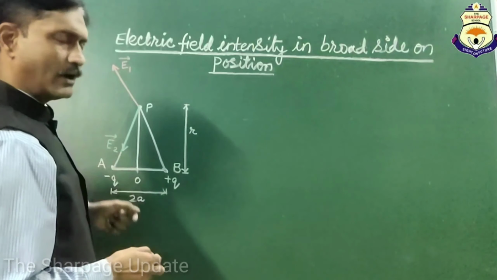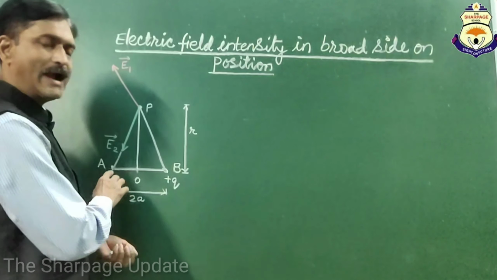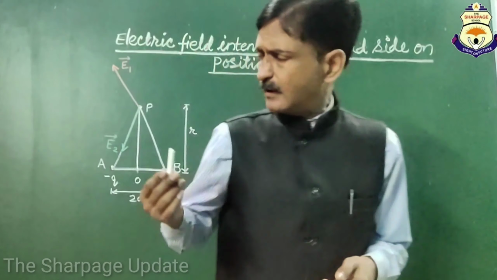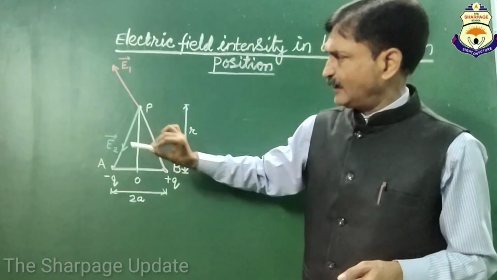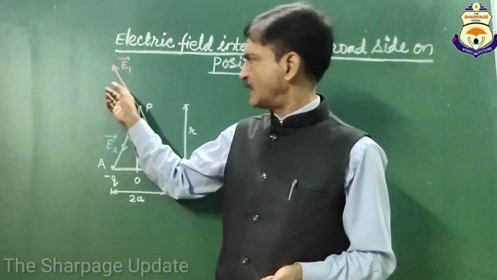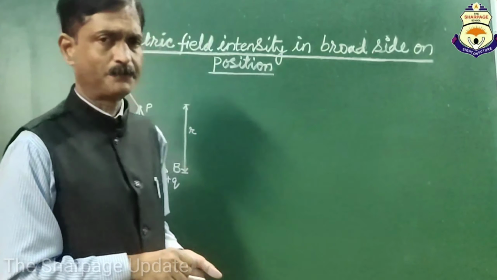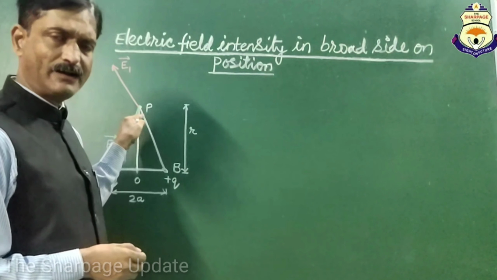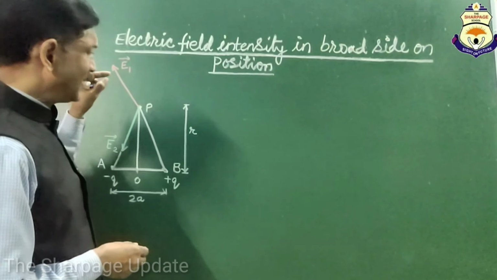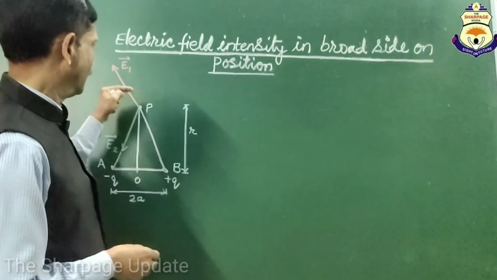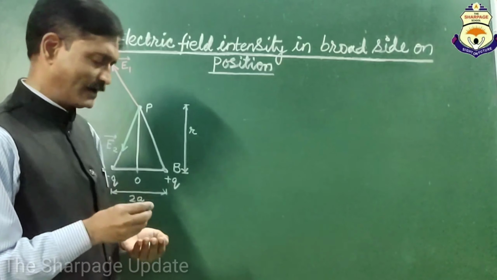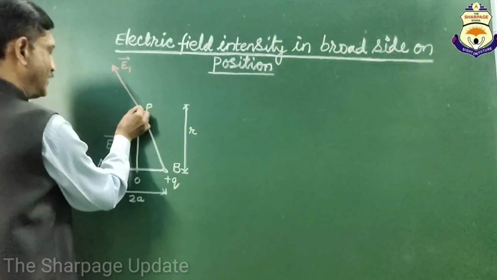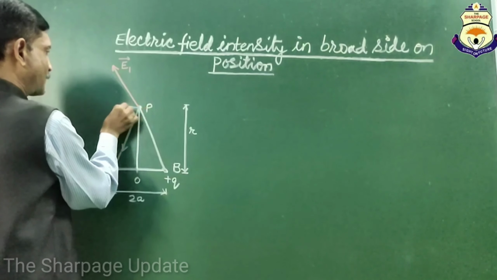So E1 and E2 are the electric field intensities due to the positive charge and negative charge of the electric dipole. Now you can see here that the directions of electric field intensity due to plus Q charge and minus Q charge are different. If we want to find the electric field intensity at this point, then the resultant of E1 and E2 will be determined. The resultant intensity due to E1 and E2 at point P is represented by this.